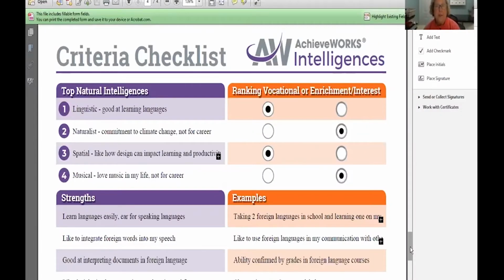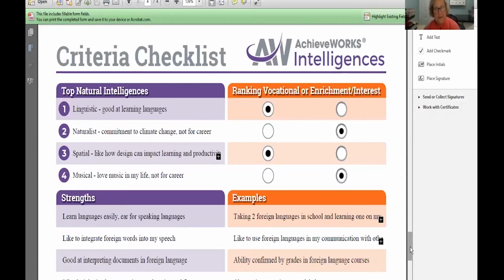In this particular sample, the individual scored very high in linguistic, then naturalist, then spatial, then musical. This does happen a lot, where you'll have areas in your top 3 or 4 that are very strong, but you decide if they are really areas you want to pursue in your career.